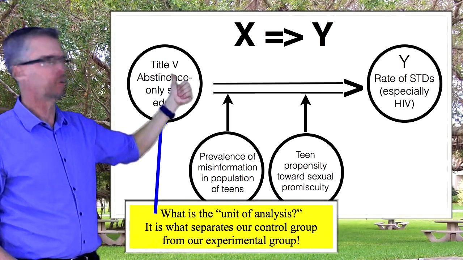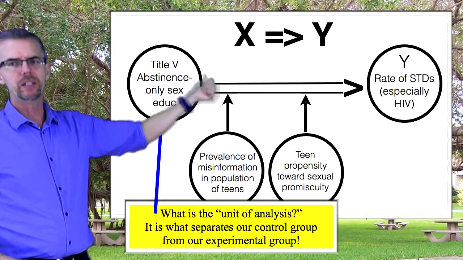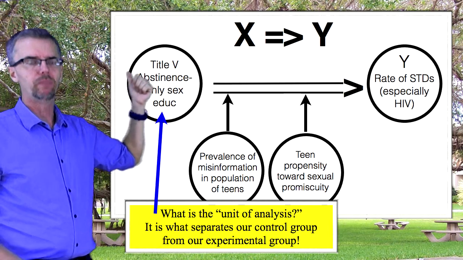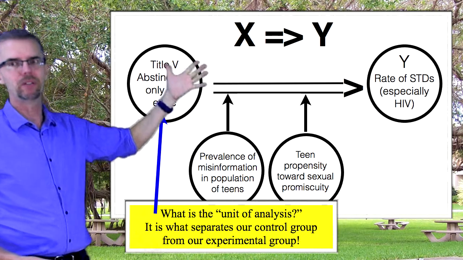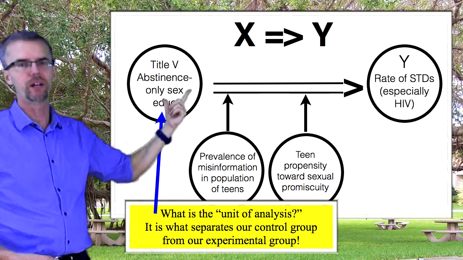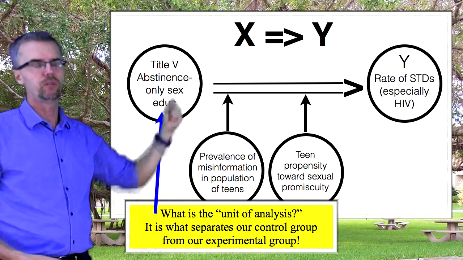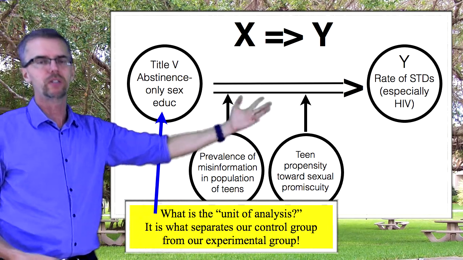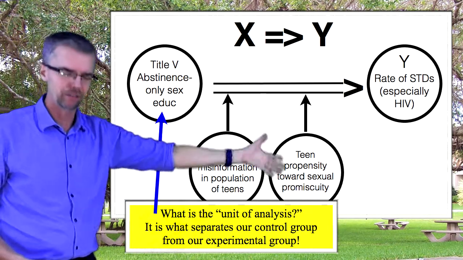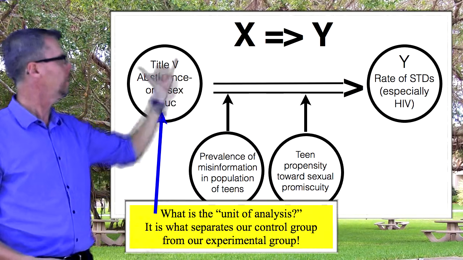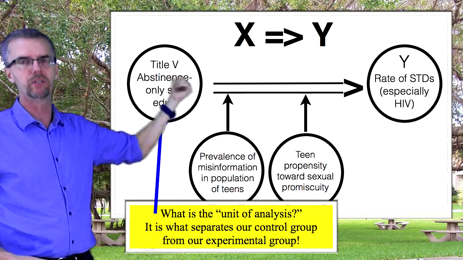The independent variable we're interested in is the Title V abstinence-only sex education. This has been already established based on the 3 questions. Did you have Title V abstinence-only sex education? Did you experience science-based education? Or did you not have any sex education at all? So we've got 3 identifiers. We're only interested in 2 of them. Your independent variable is just a yes or no question.